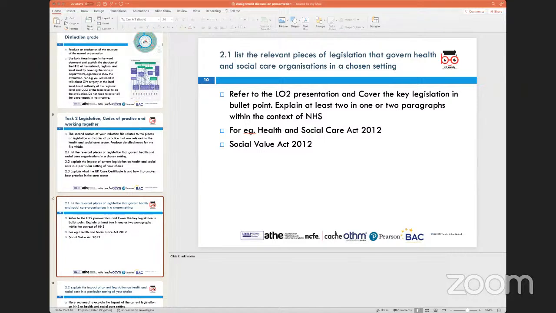So let's put this into a bit of context. And this is a theoretical bit. So it's not difficult. All you have to do is refer to your slides and the additional documents that I've given, and then basically, using them, I would say, write them in your own words, paraphrase them, and reference them.